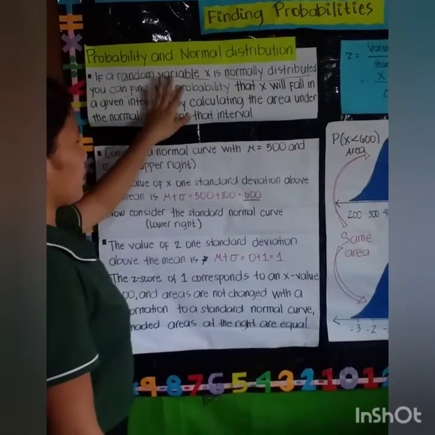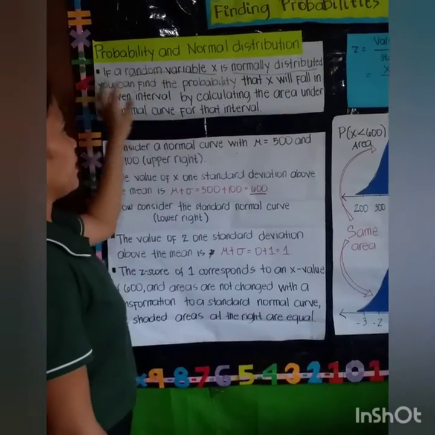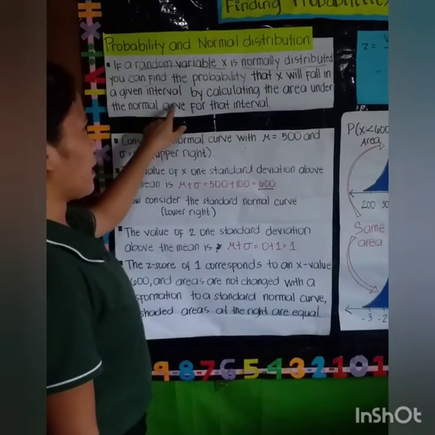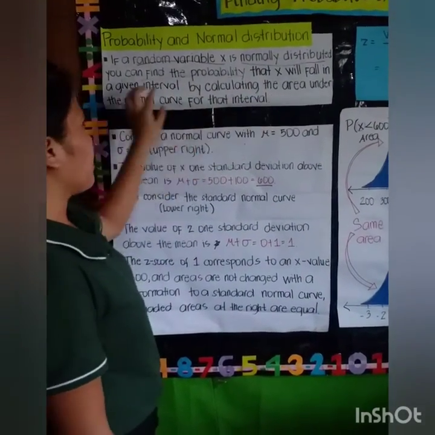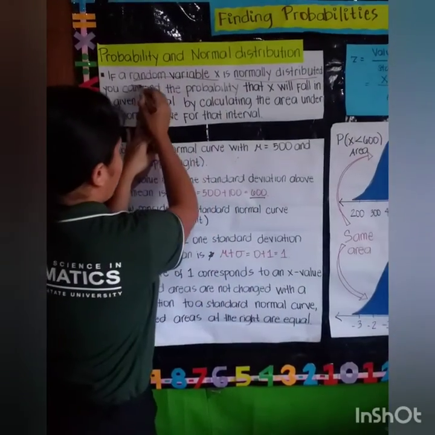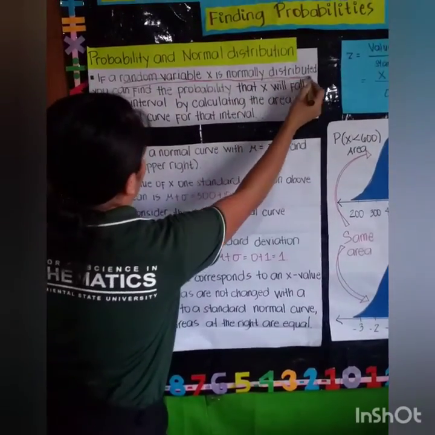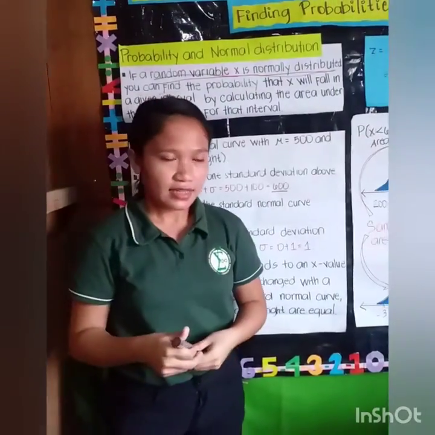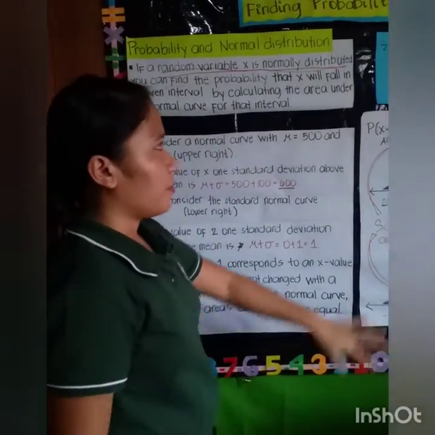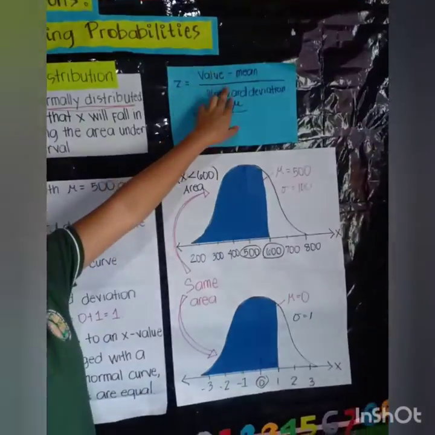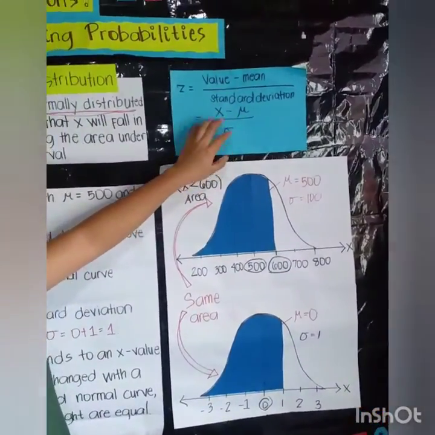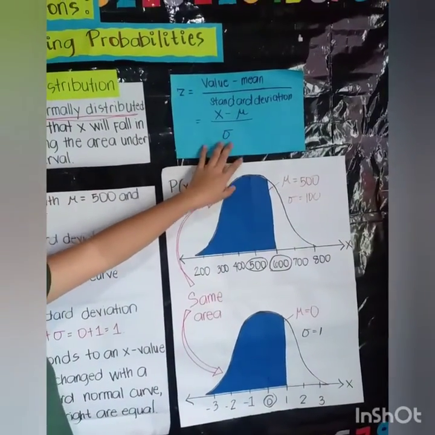If a random variable x is normally distributed, you can find the probability that x will fall in a given interval by calculating the area under the normal curve for that interval. So if it's a random variable x, normally distributed, then we can find the probability. In finding the probability, we will use the formula z equals value minus mean over the standard deviation, or the symbol x minus mean over the standard deviation.